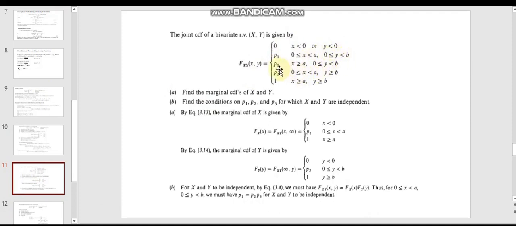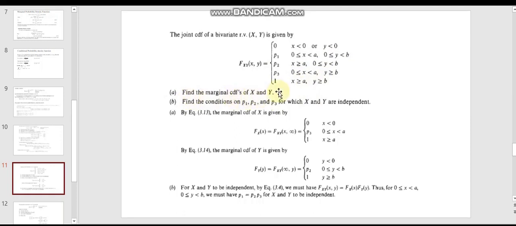It is equal to P2 when x is greater than a and y is greater than or equal to 0 and less than b. This CDF is equal to P3 when x is greater than or equal to 0, less than a, and y is greater than b. And this CDF is equal to 1 when x is greater than a and y is greater than b. Find the marginal CDF of x and y.